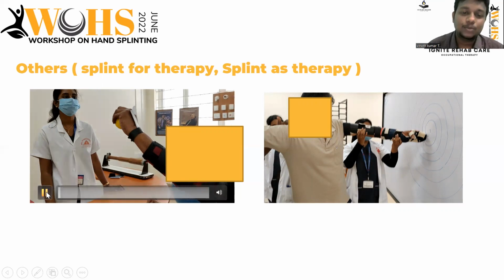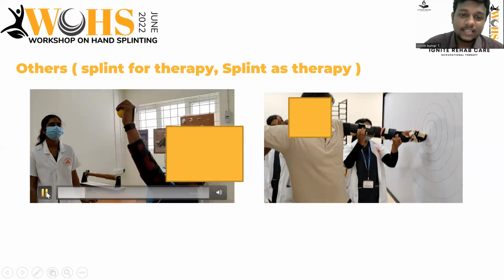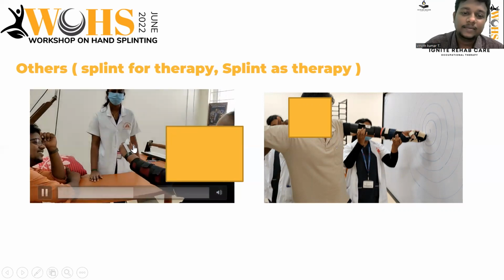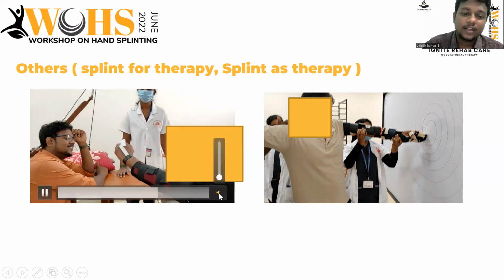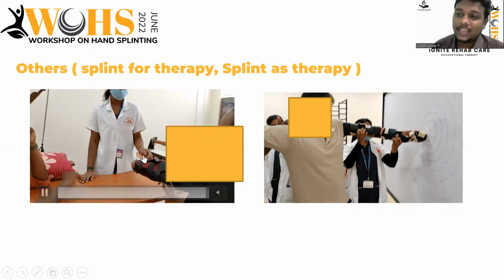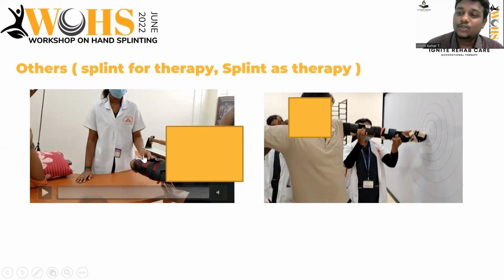So you can see this man. You can see there is a rod kind of structure holding a paper in between. You can see that he is trying to hold. Basically, this was also used as a facilitatory technique. This patient was 7-month-old hemiplegic. This splint was designed for him to break his wrist flexion synergy.